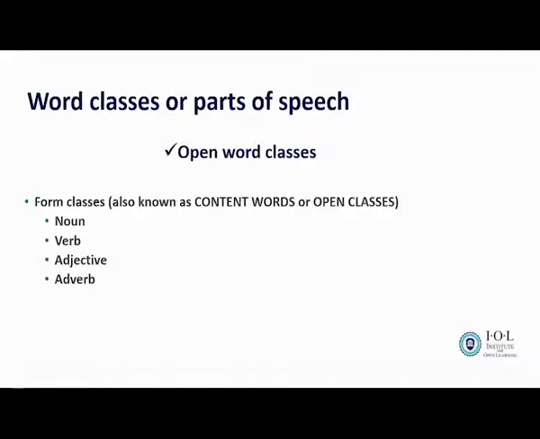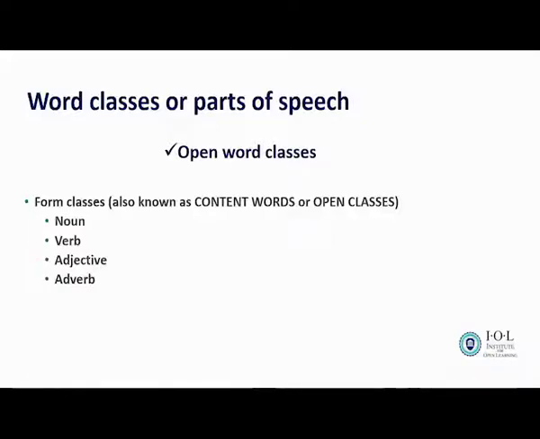New words are able to be derived, new words are coined, and we see even as we evolve through social media, new words come up and we give them new meaning. So that is what we call open word classes. You are able to bring in new nouns, new verbs, new adjectives, new adverbs according to how we evolve. So those are open word classes. These are what we call form classes, or content words, or open classes.